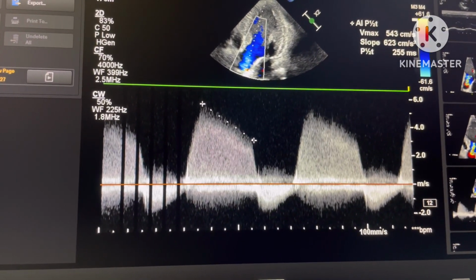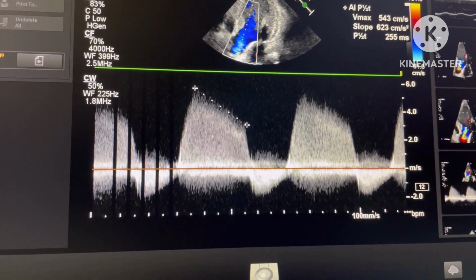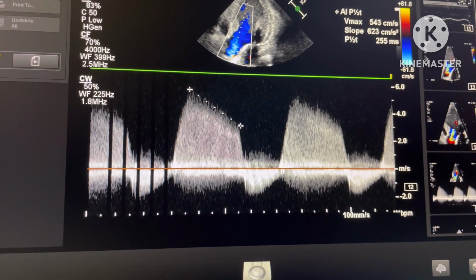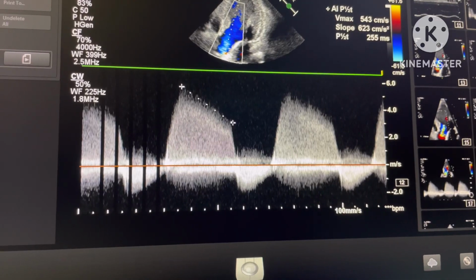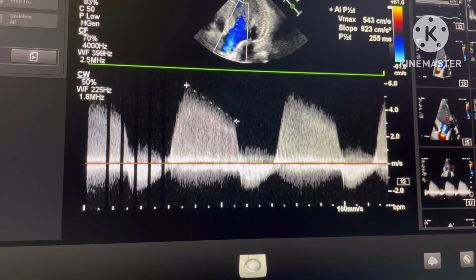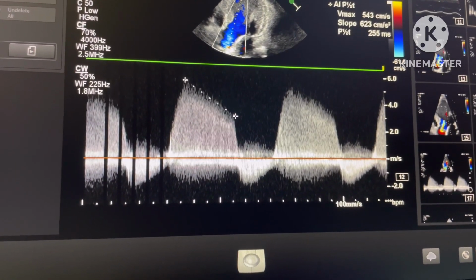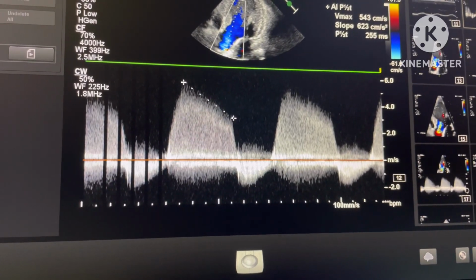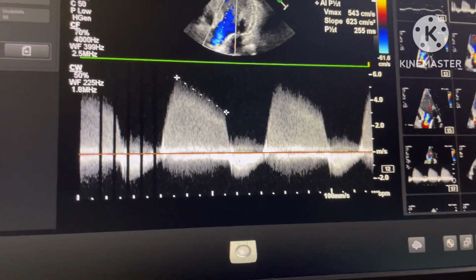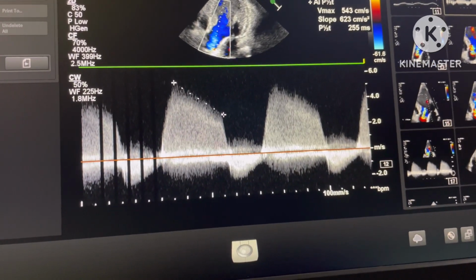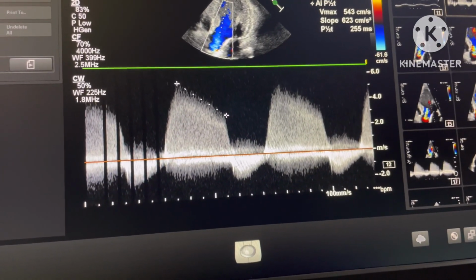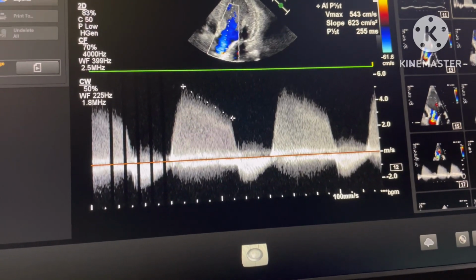So in case of AR, to find out severity, we have to see the pressure half time of the AR jet, and second thing, vena contracta. Many other parameters are also there, like regurgitant volume and effective orifice area. But if you apply any two criteria to any image, you will get the correct answer. Third thing is the diameter of the jet compared to the diameter of the LV outflow tract. If that is more than 60%, that is also a criterion by which you can say it is severe AR.